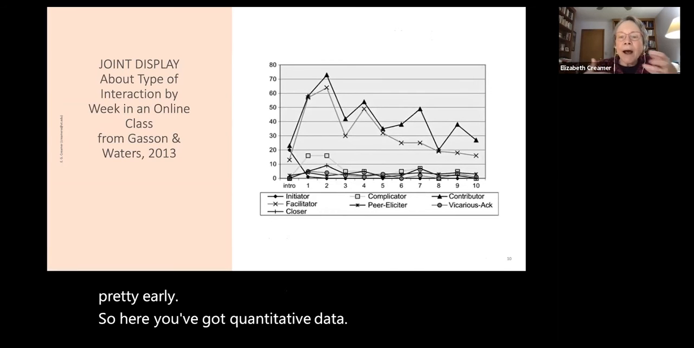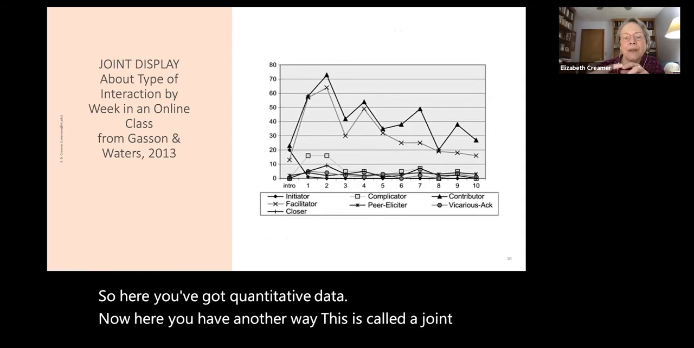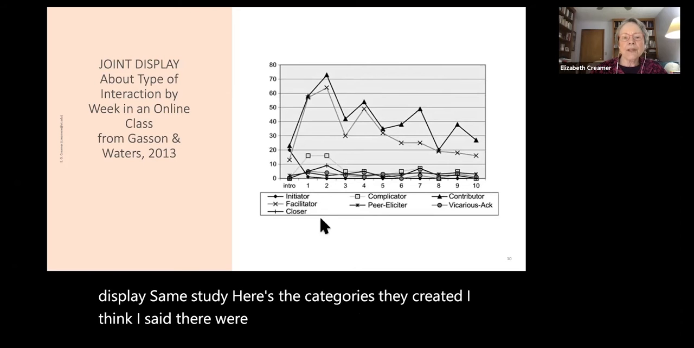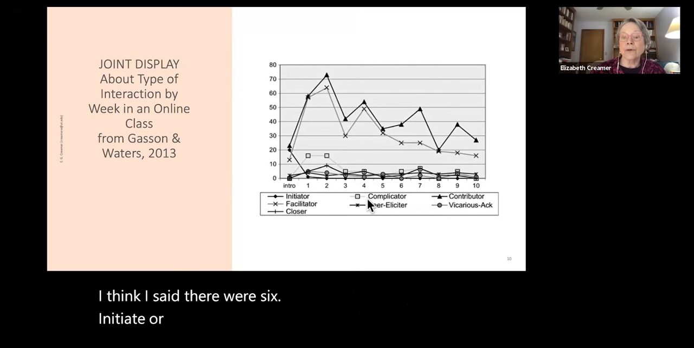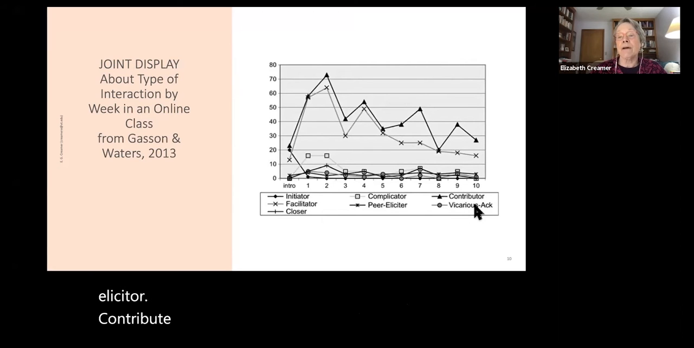Now here you have another way. This is called a joint display, same study. Here are the categories they created. I think I said there were 6. Initiator, facilitator, closer, complicator, peer elicitor, contributor, vicarious, awkward or something. I don't know what the last one was.